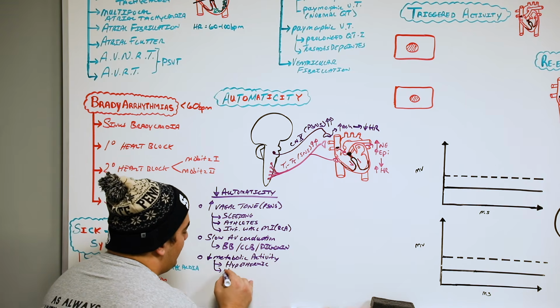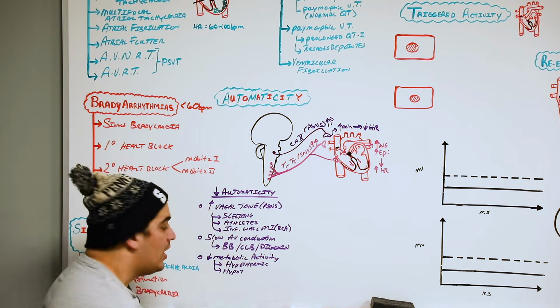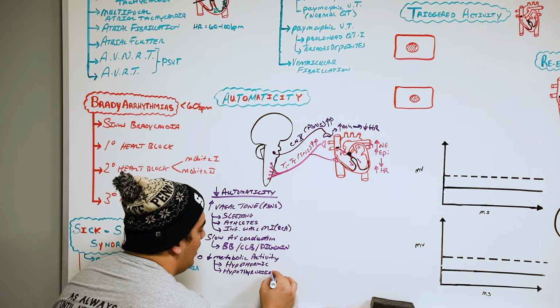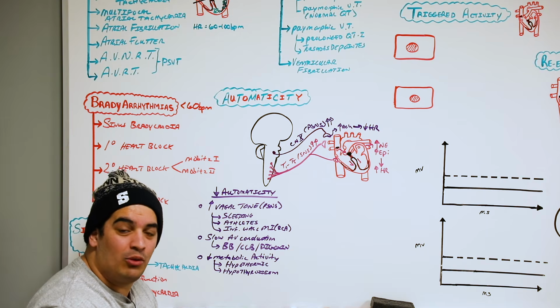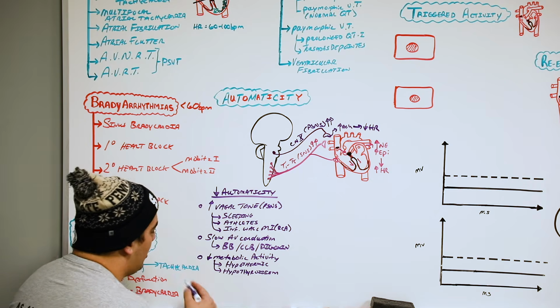But another reason is, think about a hormone that really controls a lot of our metabolic activity, thyroid hormone. Sometimes if people are severely hypothyroid, like in a condition called myxedema coma, where they can have really, really low thyroid hormone levels, this can also produce some severe bradycardias and decreased automaticity. So that could be another reason.